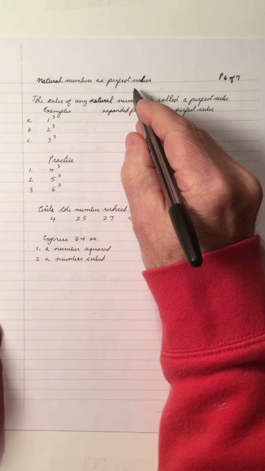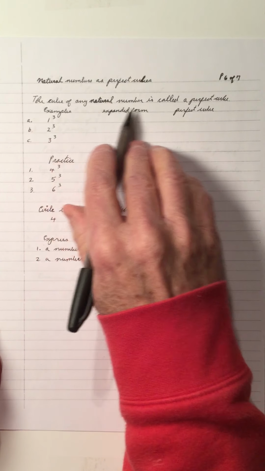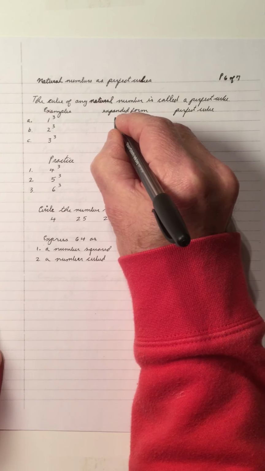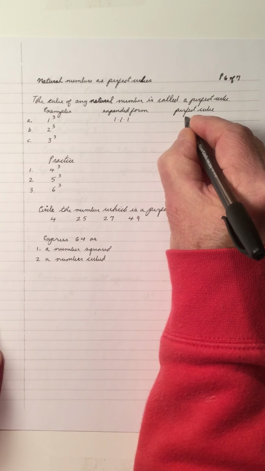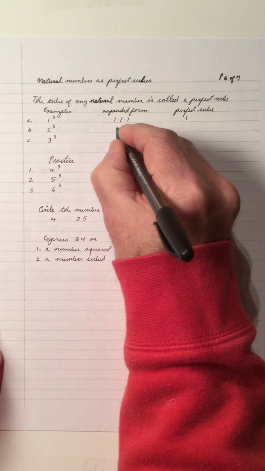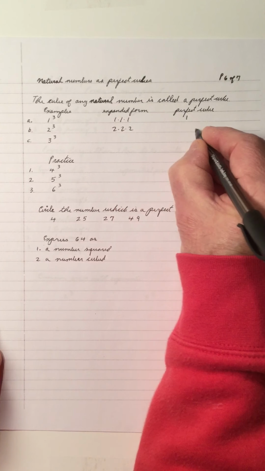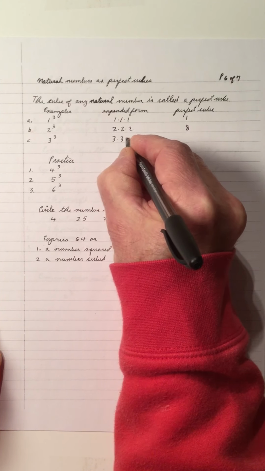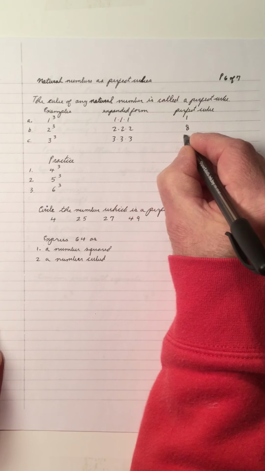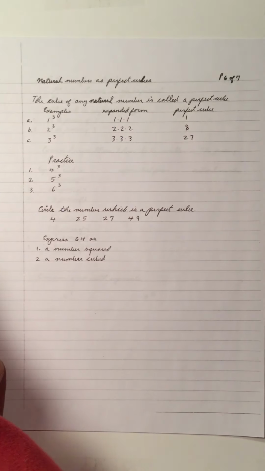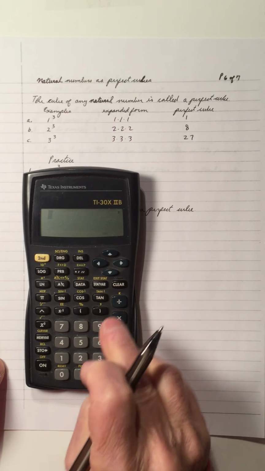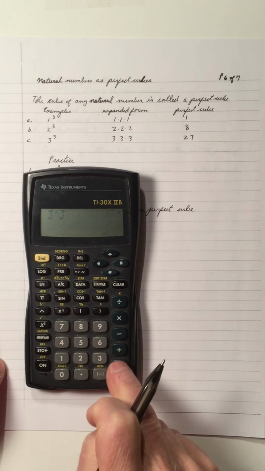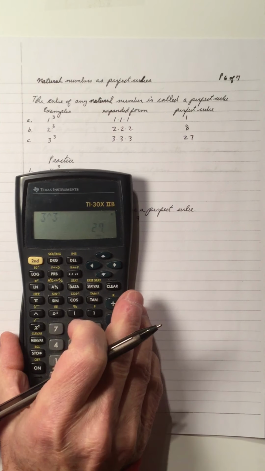Natural numbers as cubes. A cube of any natural number is called a perfect cube. 1 cubed is 1 times 1 times 1, which is 1. 2 cubed, 2 times 2 times 2, is 8. 3 cubed is 3 times 3 times 3, which is 9 times 3 is 27. And again, your calculator has 3 power 3, that's 3 cubed, and you can see you get 27.